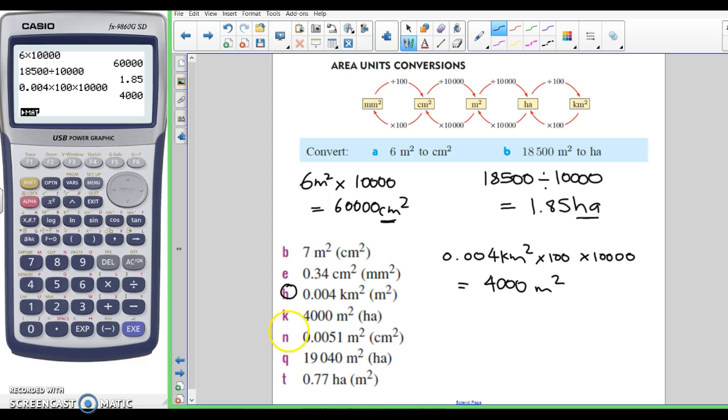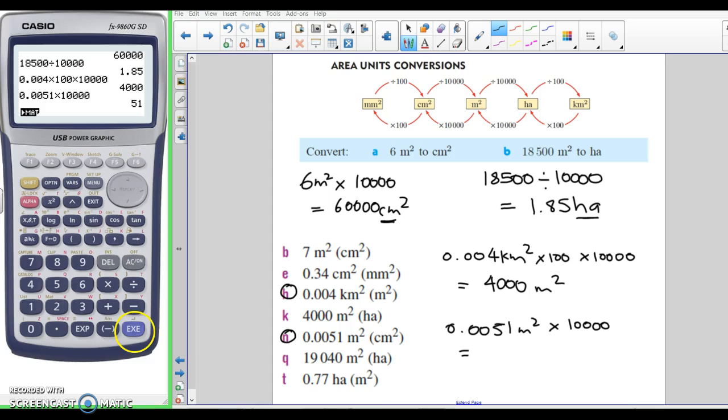Maybe we'll have a look at one more. We might look at N, I reckon. So you've got 0.0051 meters squared. And we're starting at meters squared. We're going to centimeters, so we're going that way. So we multiply by 10,000. And we'll go 0.0051 times your 10,000. You get 51 centimeters squared. Okay, so follow that sort of obvious thing. Follow the flowchart, and you'll get the correct answer for these ones. All right. So have a go at those.